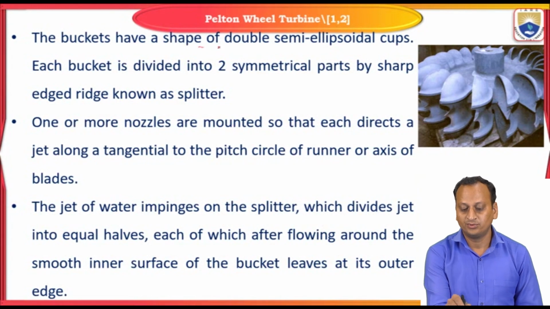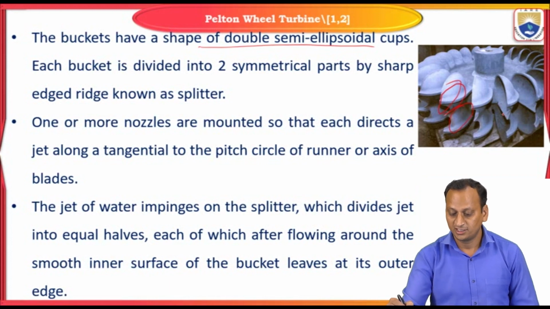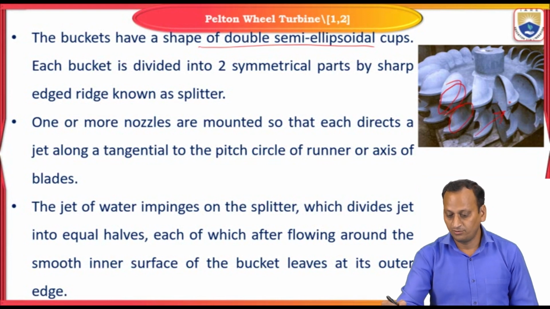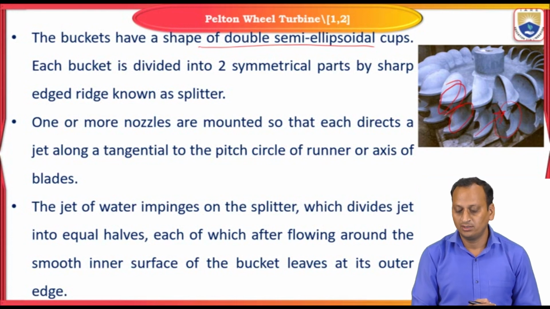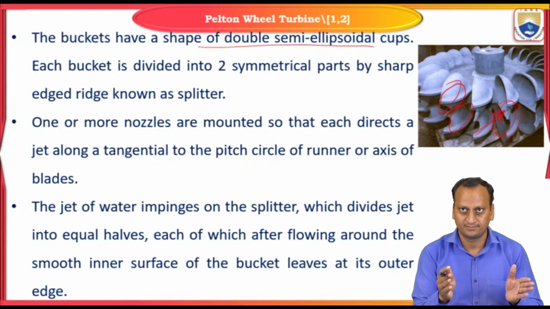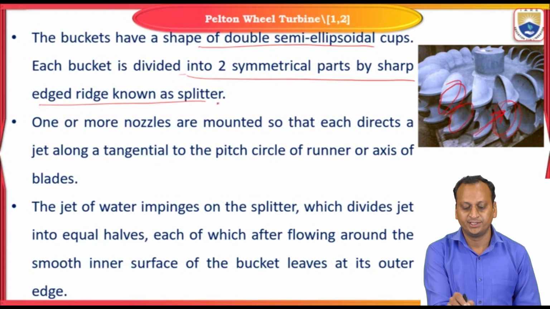The buckets have the shape of double semi-ellipsoidal cups. So here in this picture, we can see the double semi-ellipsoidal cups. In between, there is a splitter. This sharp edge is known as a splitter, and there is a notch at the exit. So in order to remove the water as early as possible, and also to avoid the splashing of water onto the previous bucket, there is a notch at the exit and a splitter to make the inlet jet into two halves.